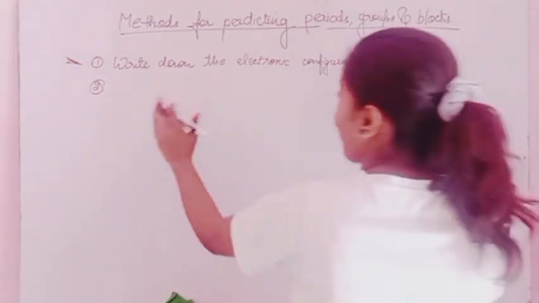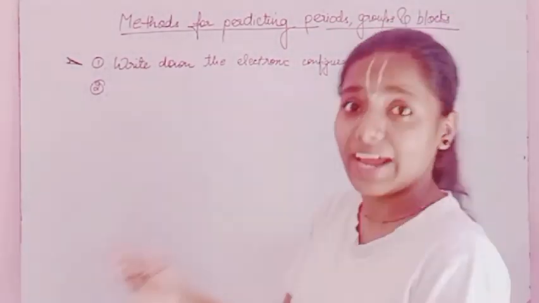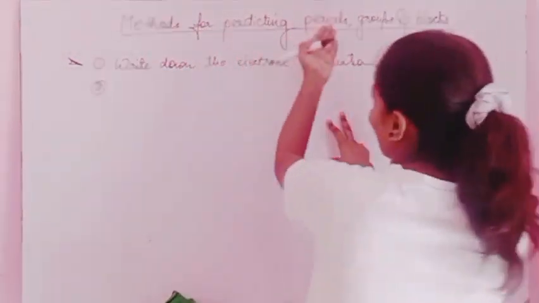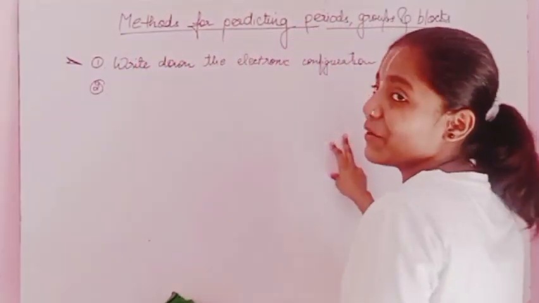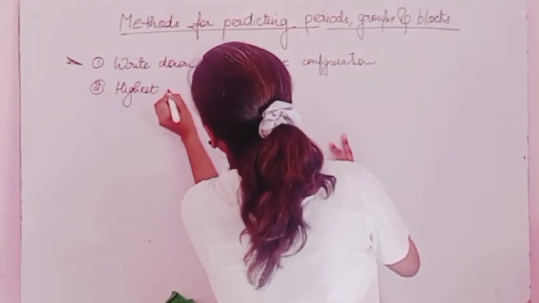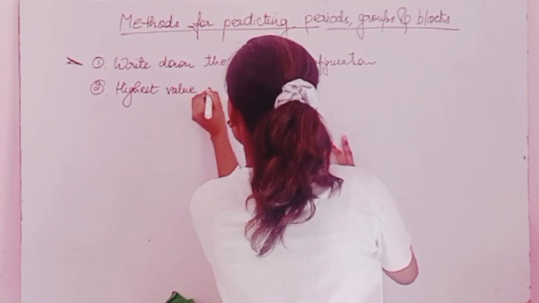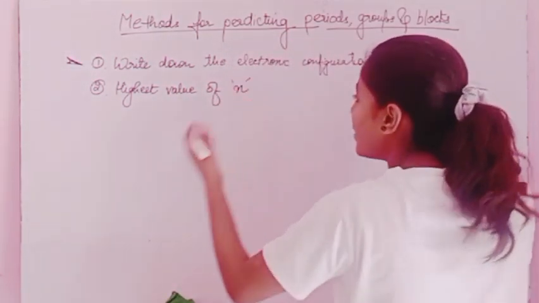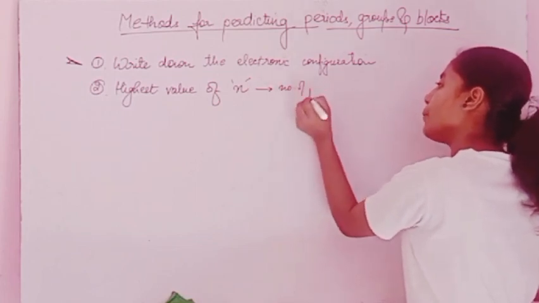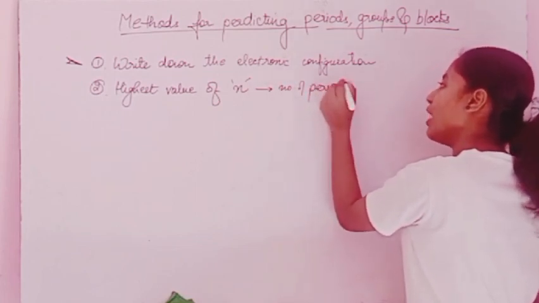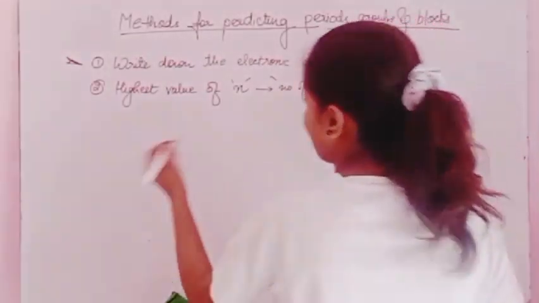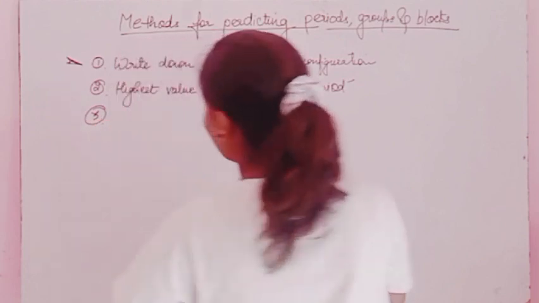After writing down the electronic configuration of any element, what is the requirement for predicting the period? You are required to know the highest value of n, that is your principal quantum number. It is going to give you the number of the period which that particular element belongs to. Clear?